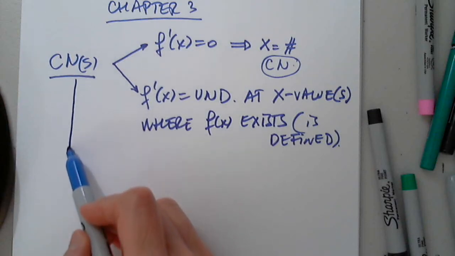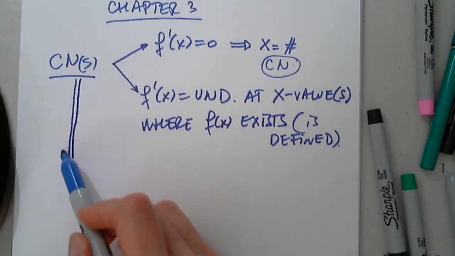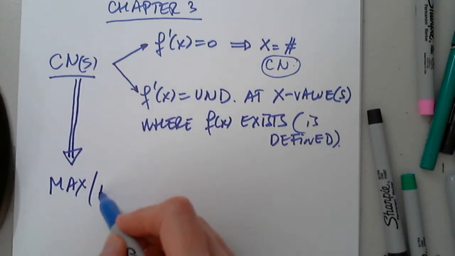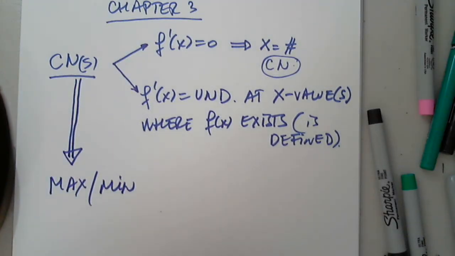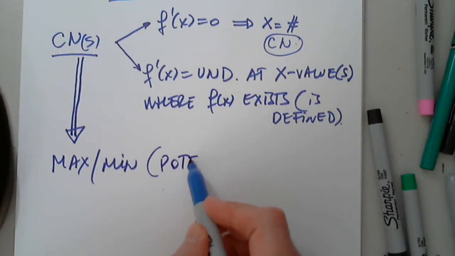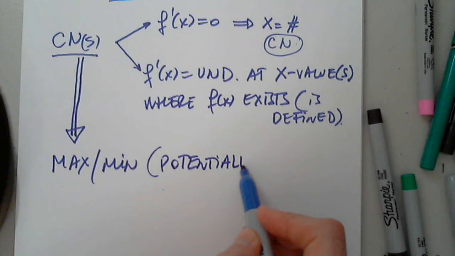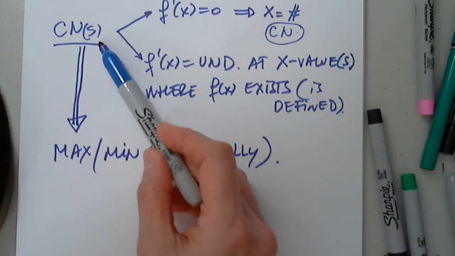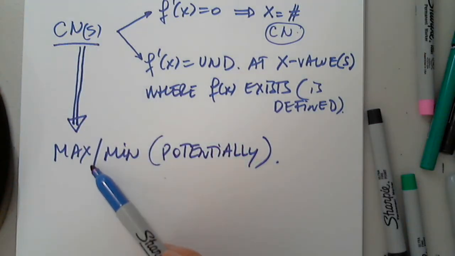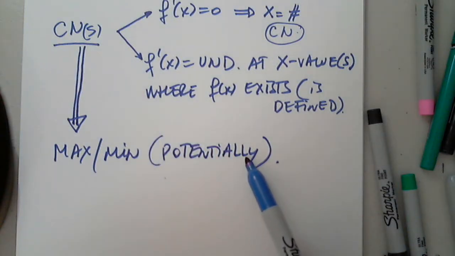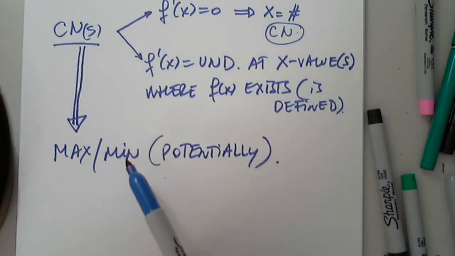Why are these important? Why are critical numbers important? Only critical numbers can turn into max-min. So, potentially, and we'll explain when and what happens. If a function has no critical numbers, it will not have max-min. If it has critical numbers, there is hope for max-min.